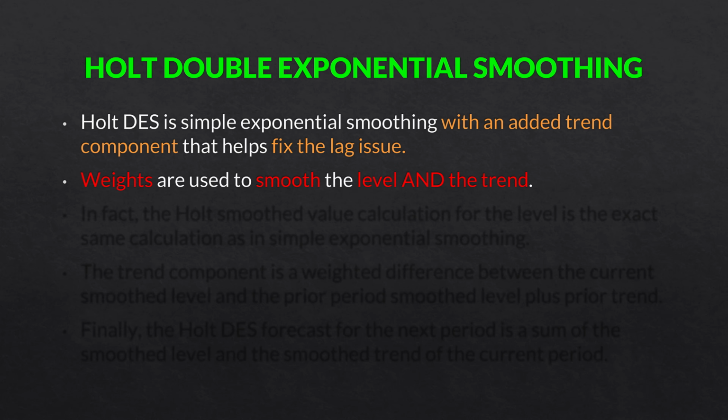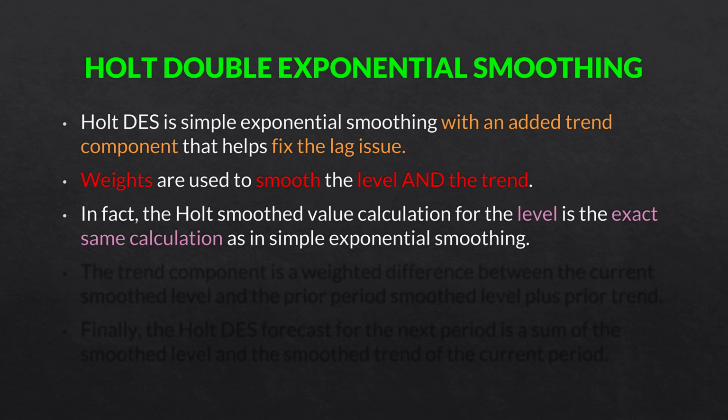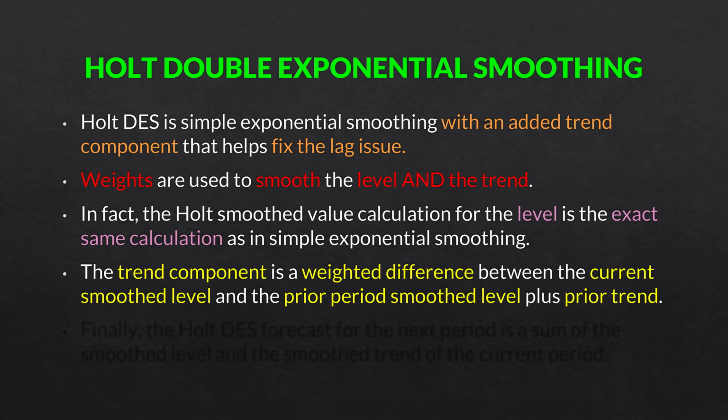Weights are used to smooth the level and the trend. The Holt smooth value calculation for the level is the exact same calculation as in simple exponential smoothing. The trend component is a weighted difference between the current smooth level and the prior period smooth level. By definition, that is the trend. So if something changes over a period of time, we can see if it went up, went down, or stayed the same. So by definition, that difference of those two levels tells us something about trend.